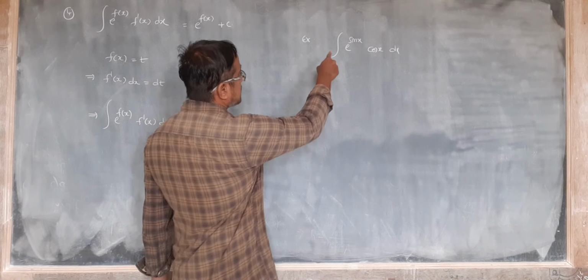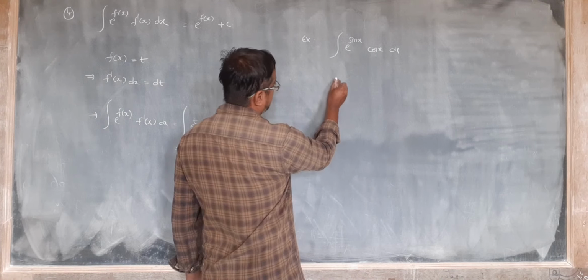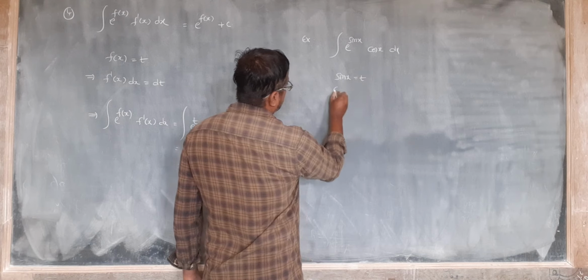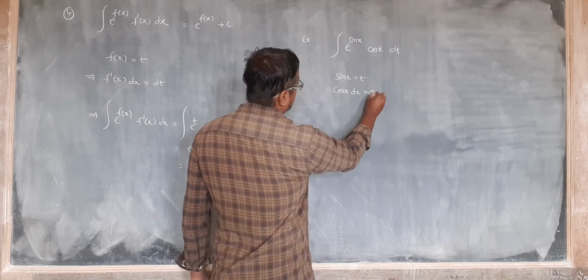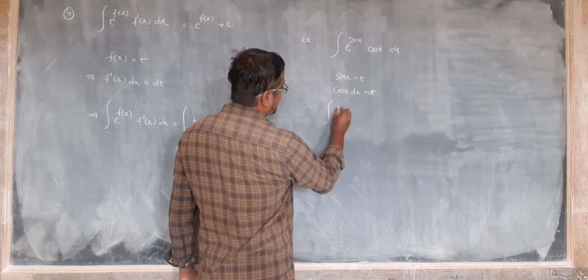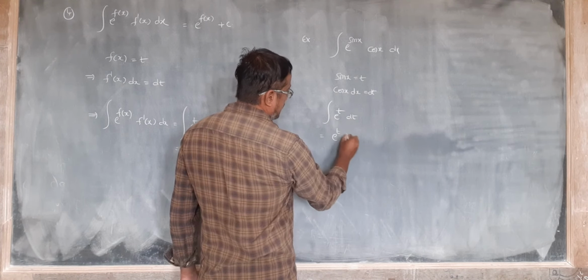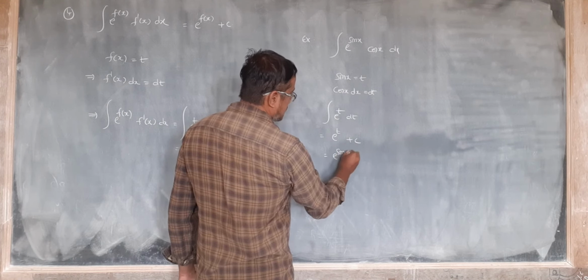Here this is of the form integral e power f of x into f dash of x. If you take sin x as t, its derivative is cos x dx is equal to dt. So it is of the form integral e power t dt. You will get e power t plus c. So e power sin x plus c.